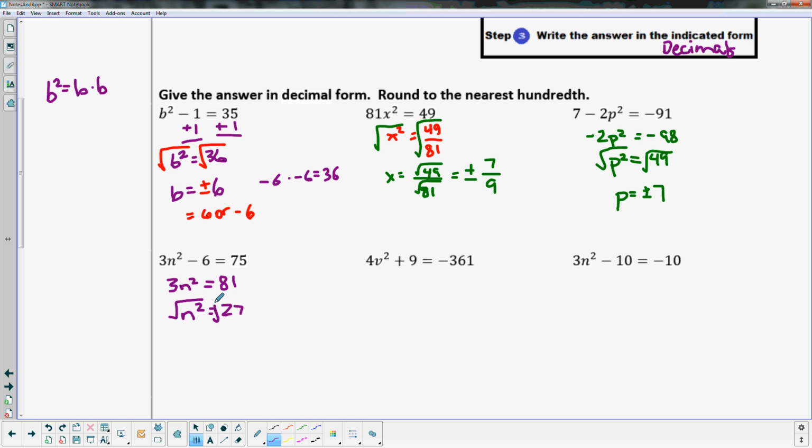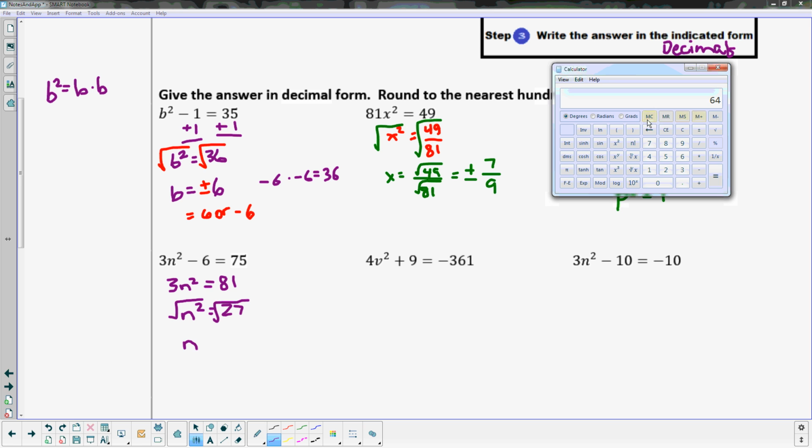And at this point, you might try to think, well, what times itself gives me 27? Well, I don't know too well. So you can use a calculator and take 27. And on this one, I have to do the square root after I put in the number. Some of the calculators that I bring to class, you hit square root first. So you just have to test it out on every calculator you have.